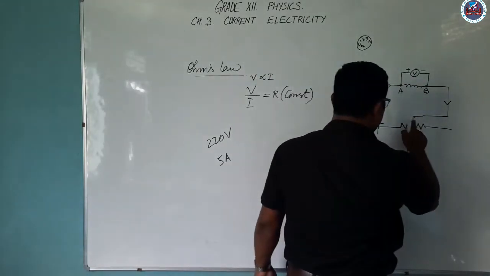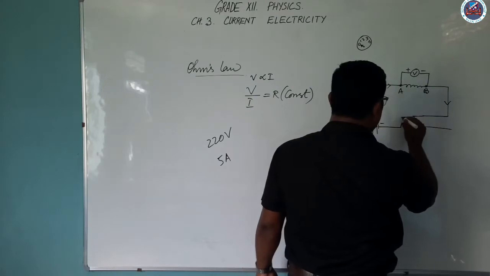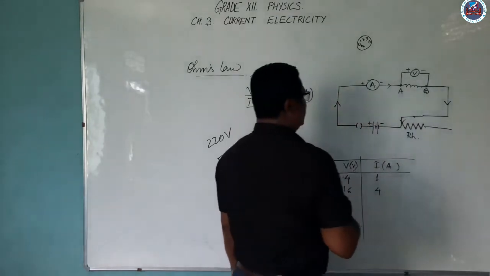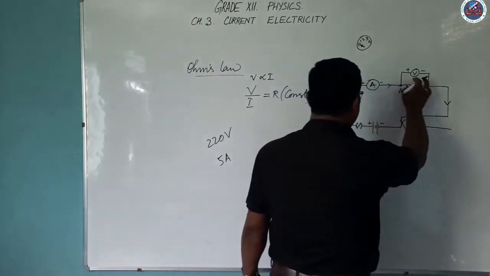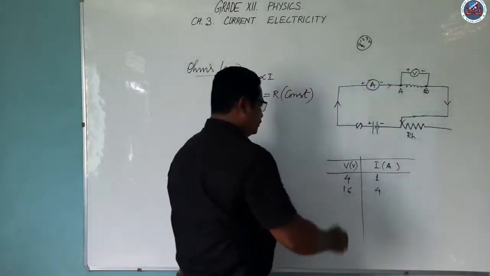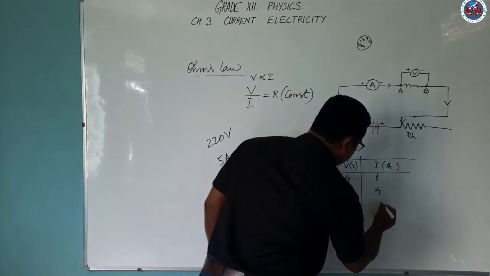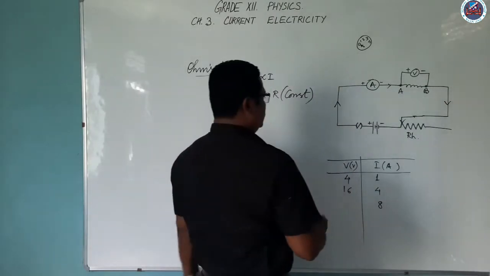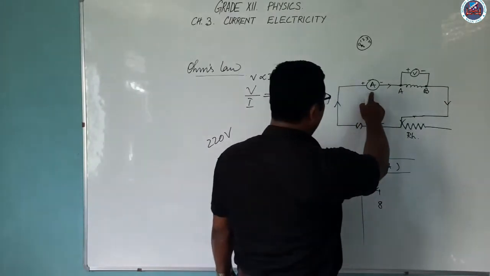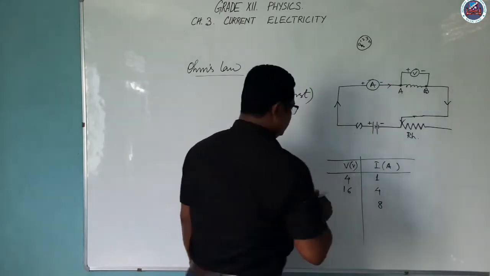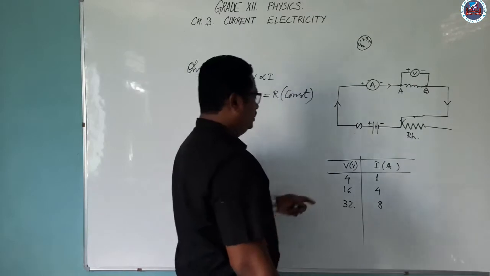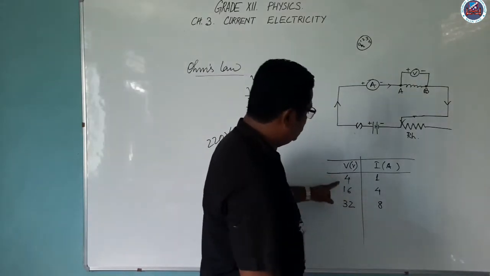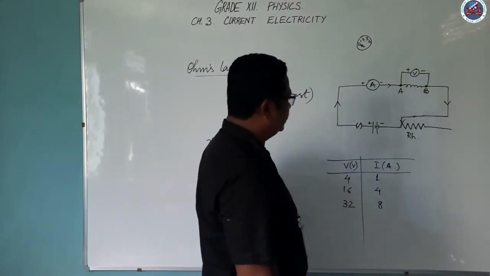Then what I will do is bring the rheostat this side and make the resistance very, very less. Again if you switch it on, take the readings of the voltmeter and ammeter. Suppose this time the current reading shown by the ammeter has become 8, and the potential difference reading will be, suppose, 32. Like that, if current is increased, the potential difference also will increase.